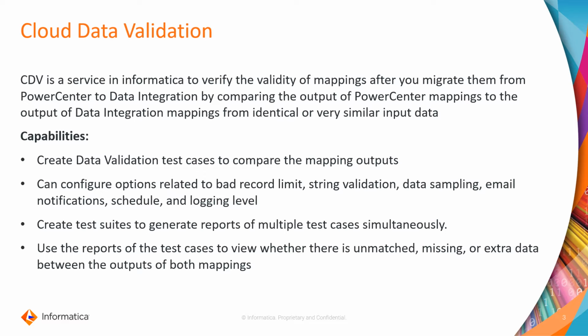So what are the capabilities we have here? The data validation test cases can be created to compare the mapping outputs. We can also create these test cases for specific requirements. Let's say for bad record limits, we can set a limit of bad records which are permissible for us. We can also do some string validation like trimming of spaces, or whether we can ignore case sensitivity or not. As well, we can do some data sampling. If we do not want to run for the whole data sets, we can take a sample of records and run the test cases for that.